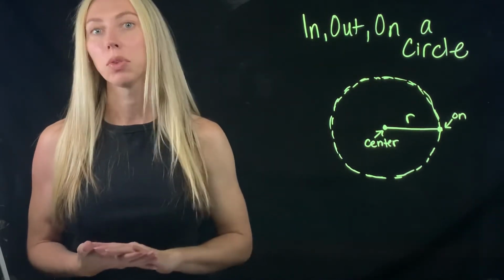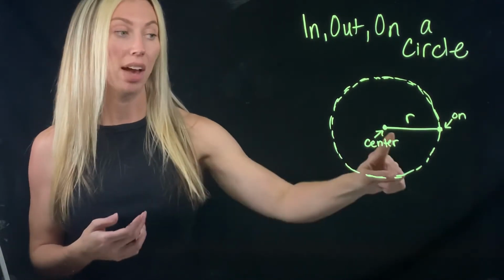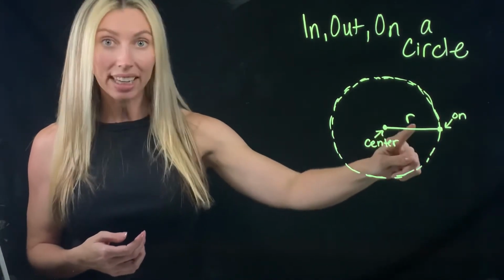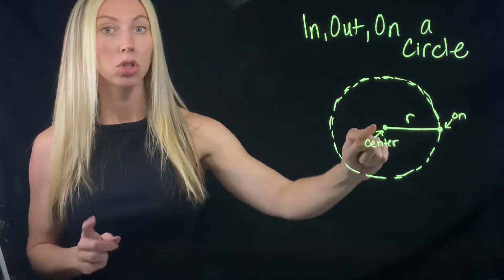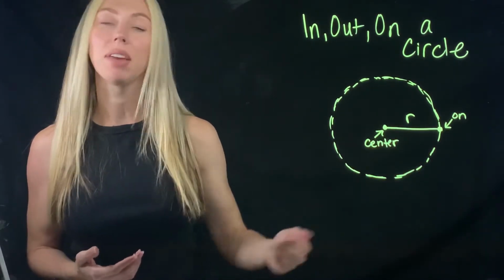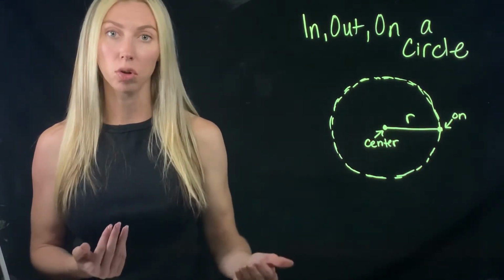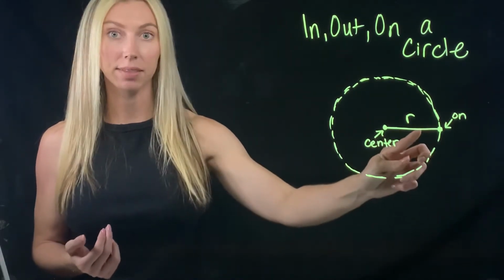So first, let's review a circle. We have a center and we have a radius. So the radius of that circle is the distance from the center to any point on the circle. Therefore, if any point they give you is on the circle, it will have a distance equal to the radius.